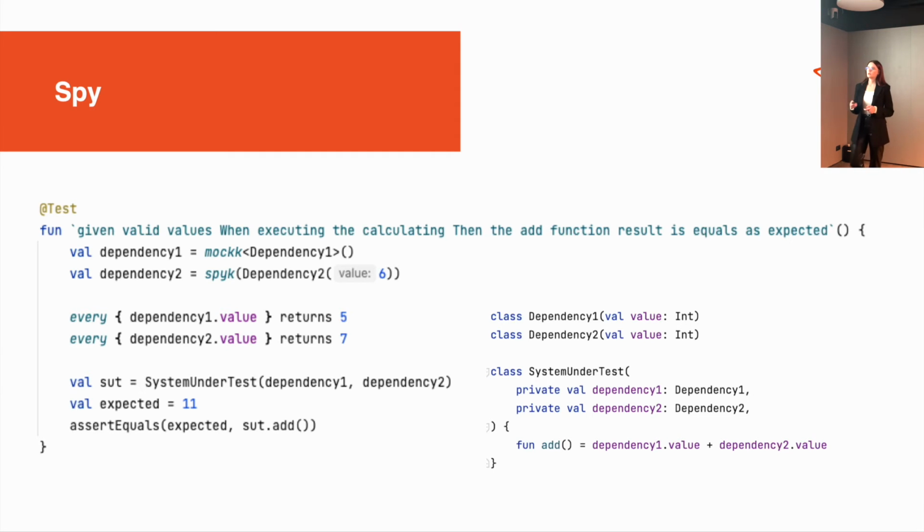But in this case, as we said, we can also mock it. So if we stub it to the result of 7, in this case it will be 12, and this test will fail.